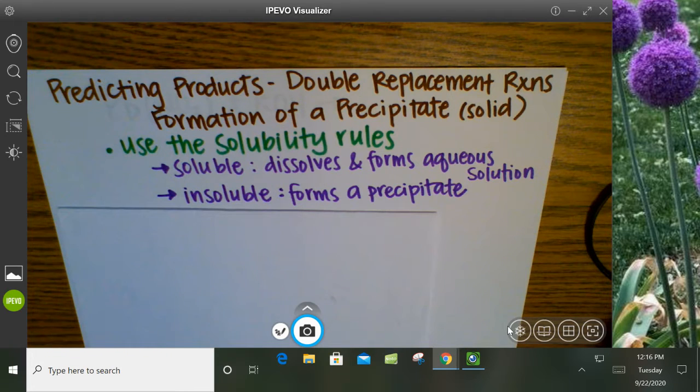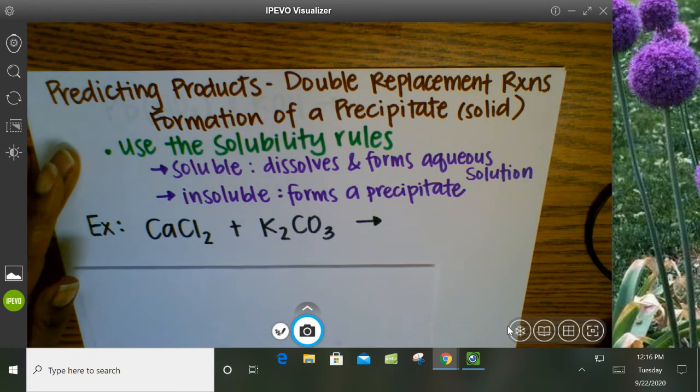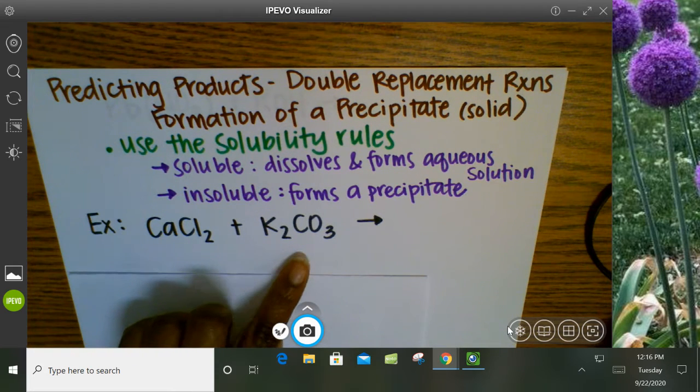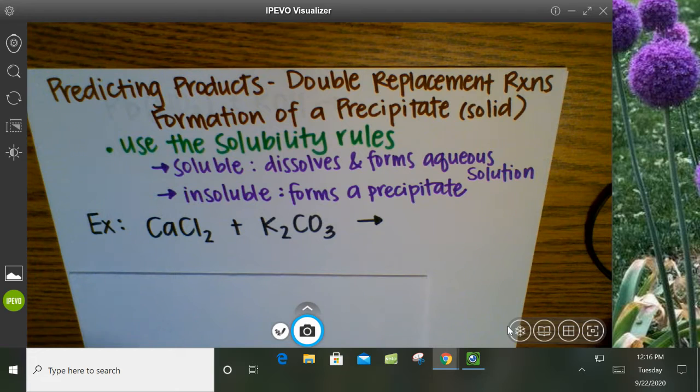So if a substance is soluble, that means it will dissolve in solution, forming an aqueous solution. If the substance is insoluble, that means it will form that solid that we call a precipitate. Okay? So taking a look at our first example, we have calcium chloride reacting with potassium carbonate, and we need to figure out what our products will be.